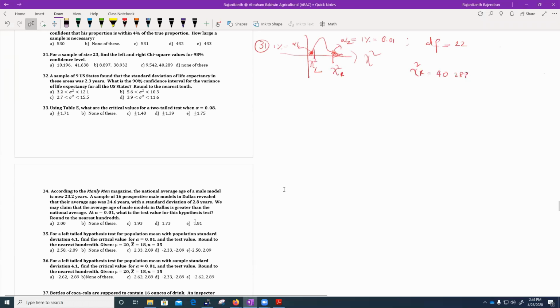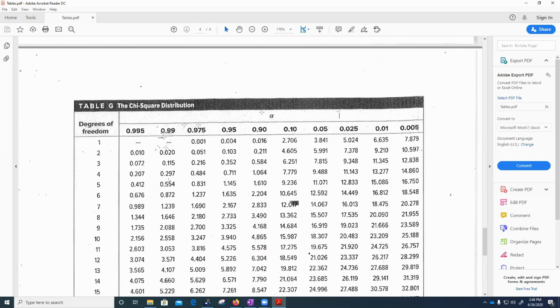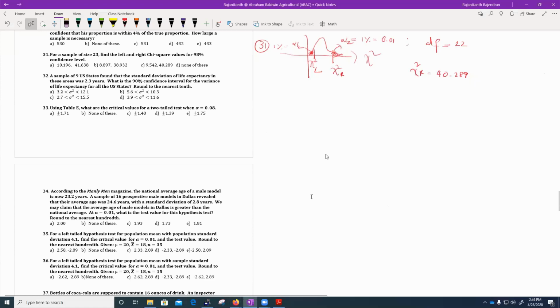Okay, now find your left point. Again, go to your chart, and the left point should be 1 minus 0.01, which is 0.99. So it is the second column with 22. That is 9.542. Therefore, where's my answer? My answer is C, right?